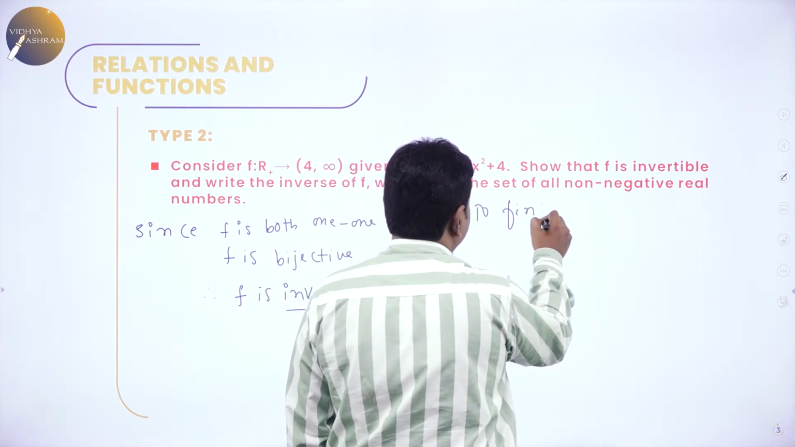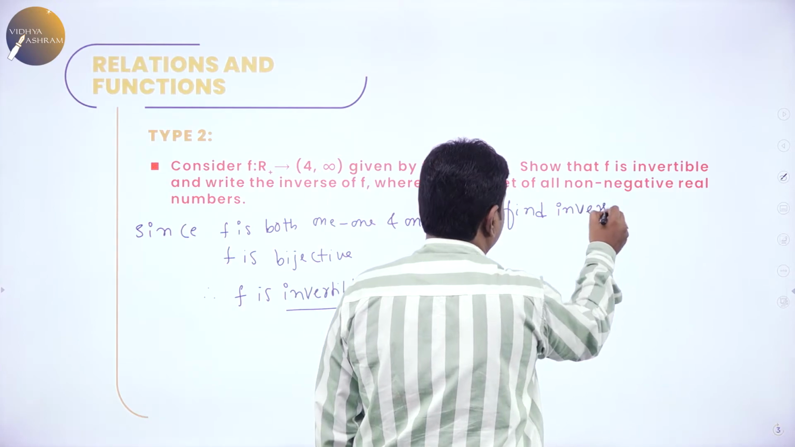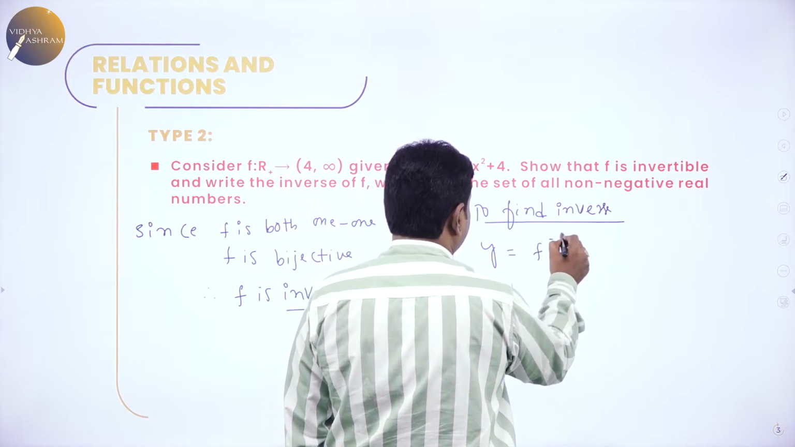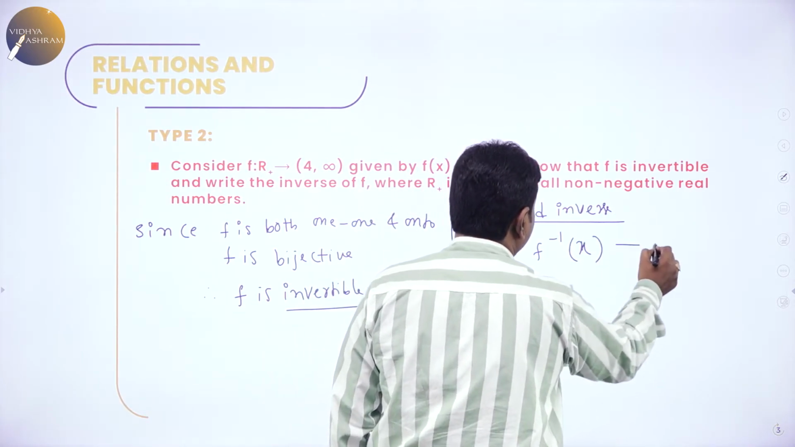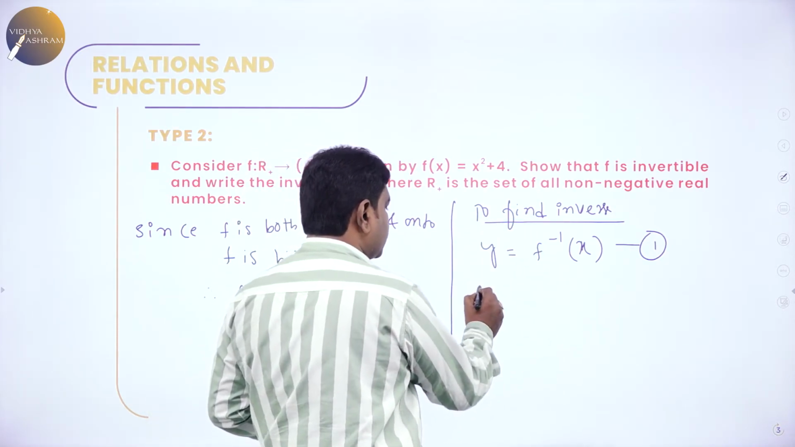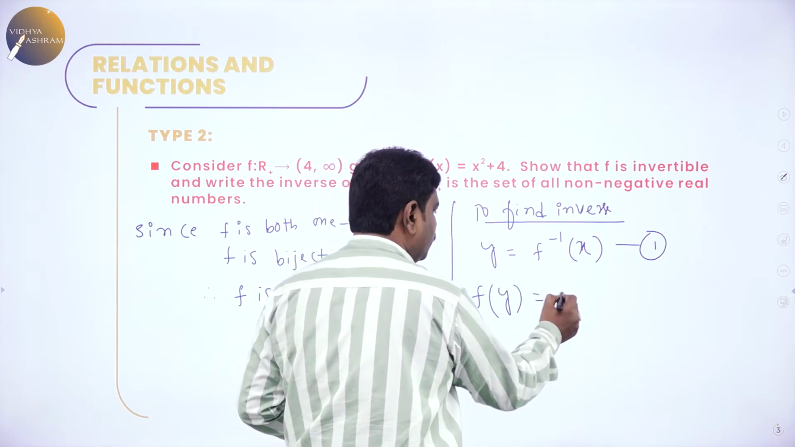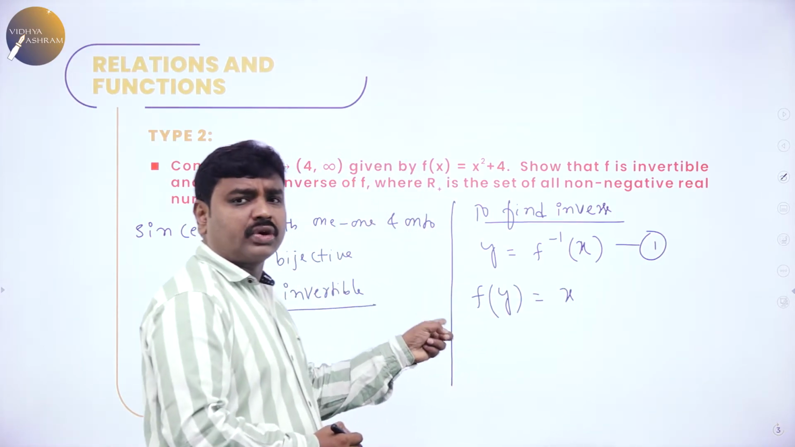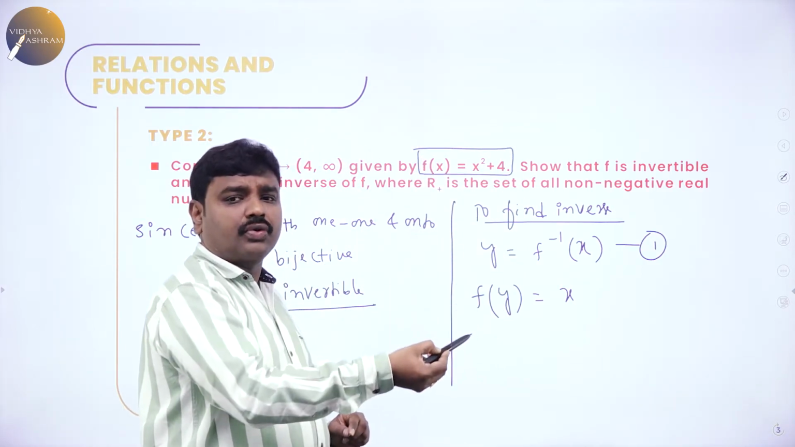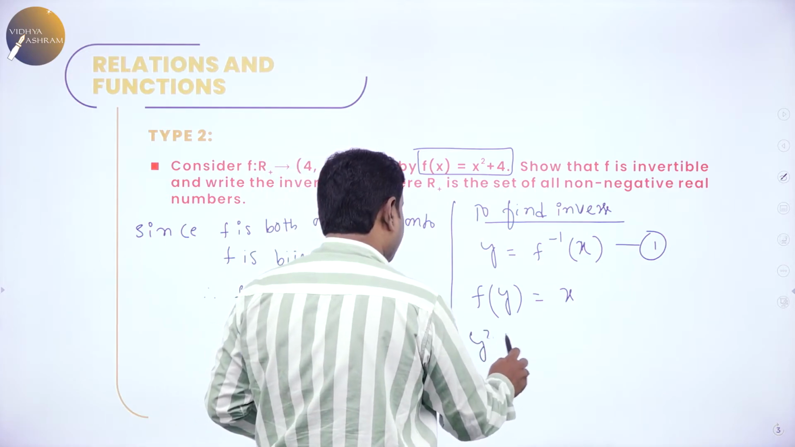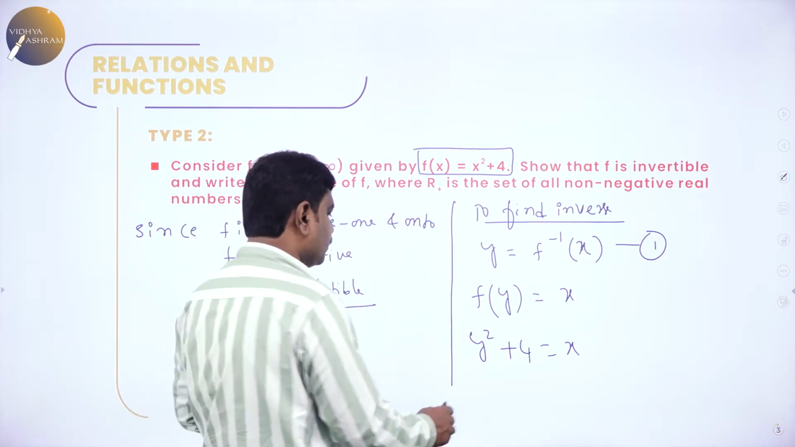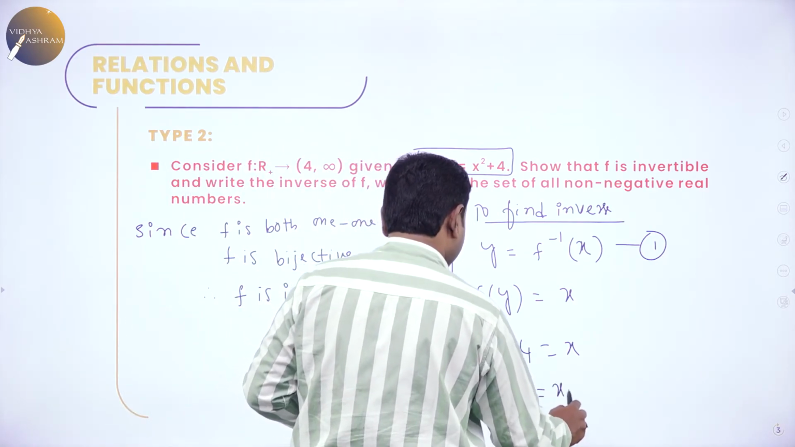To find inverse, how to find inverse? Let y is equal to f inverse of x. This is our assumption. Call it equation 1. Y is f inverse x. Bring f inverse to this side, it will become f of y, which is x. And write the value of f of y. How to write it? See the question. In the question they gave f of x, x square plus 4. So f of y is y square plus 4 is equal to x. Now get the value of y from this. What is y square? x minus 4.